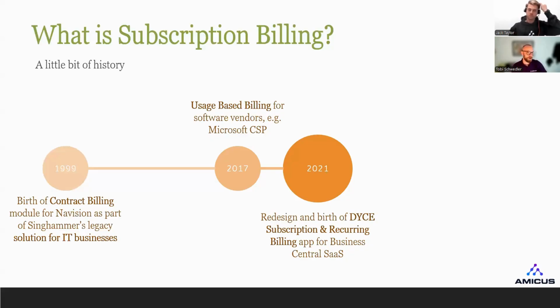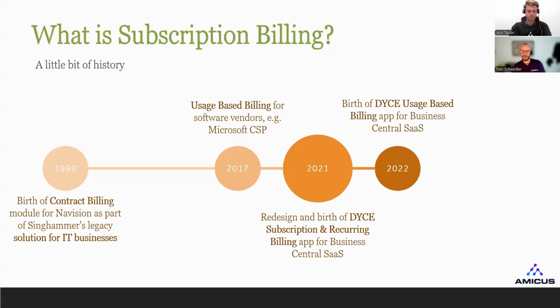It's called Subscription and Recurring Billing. It's kind of similar for Business Central SaaS. And a year later, we released the usage-based billing part as the second app. It's now part of an ecosystem of about 18 apps. So this is 2025, with a big portfolio.